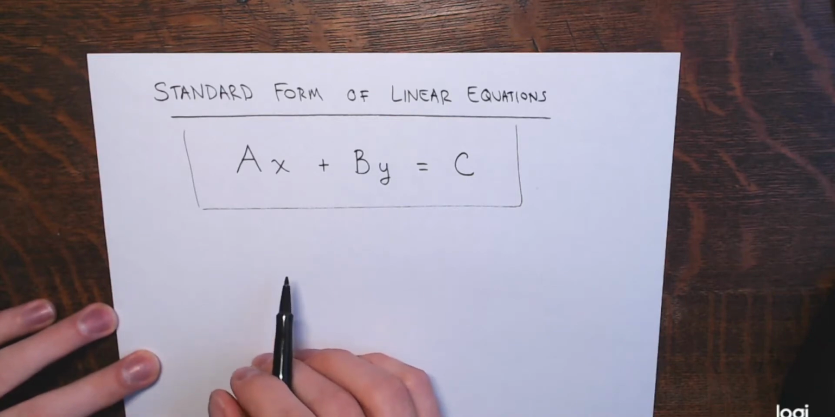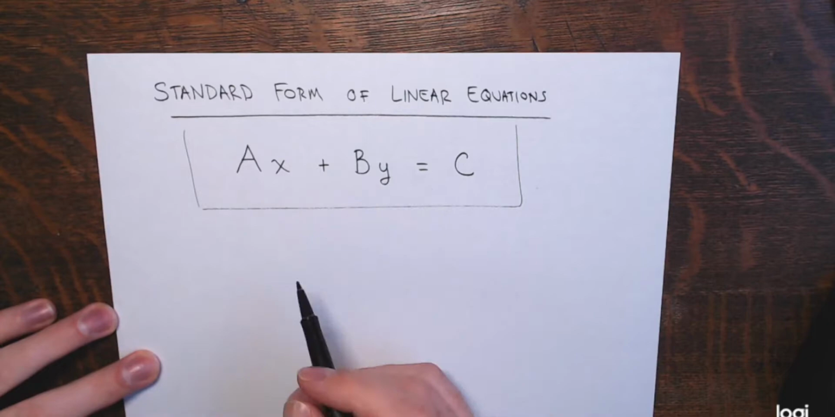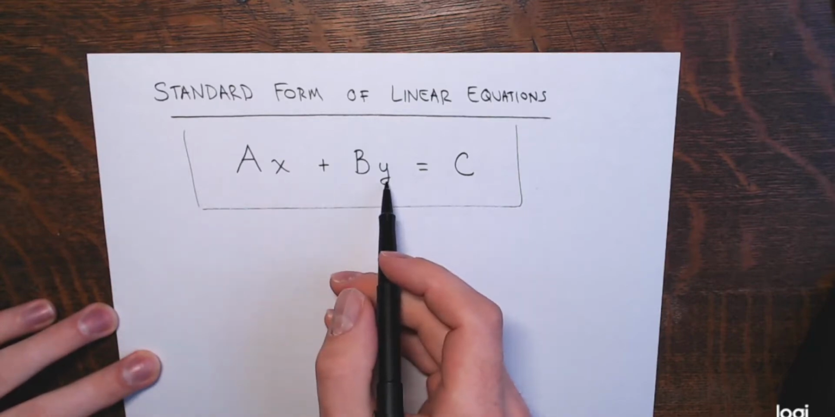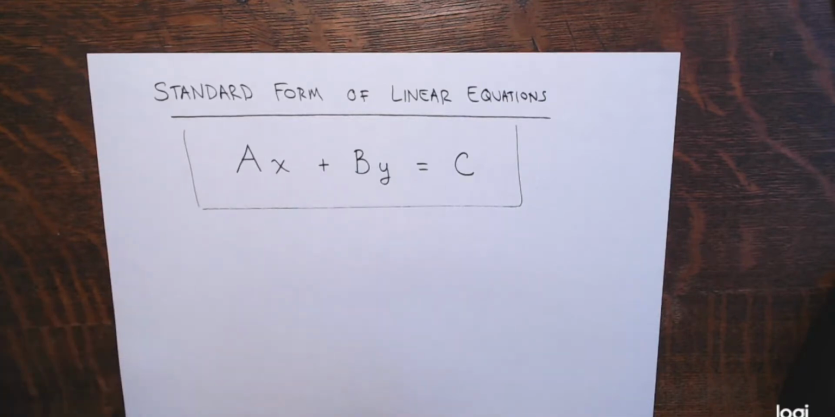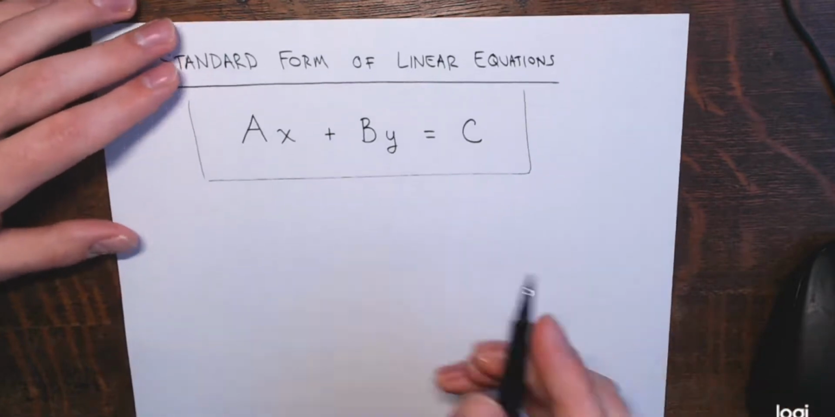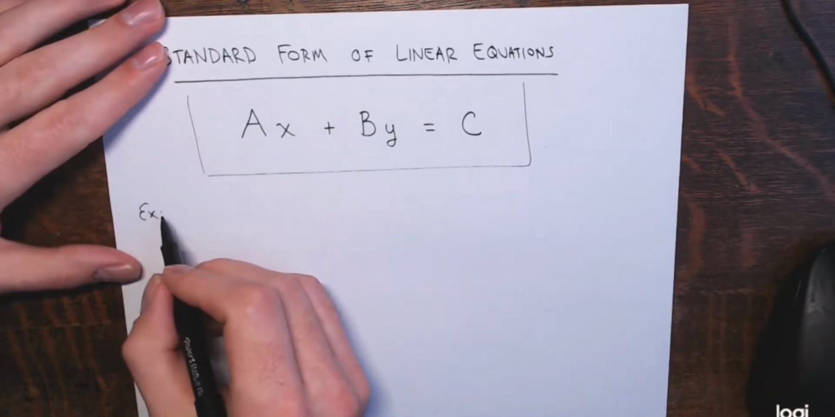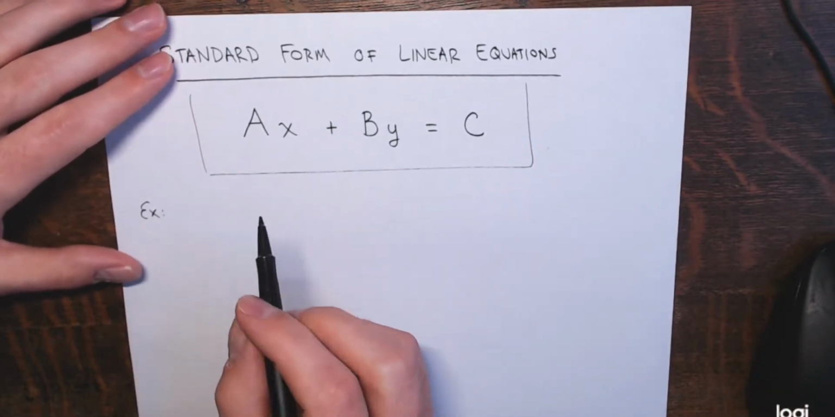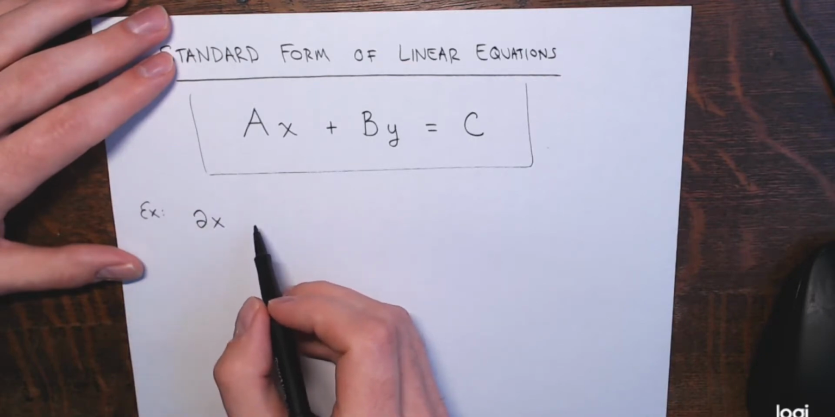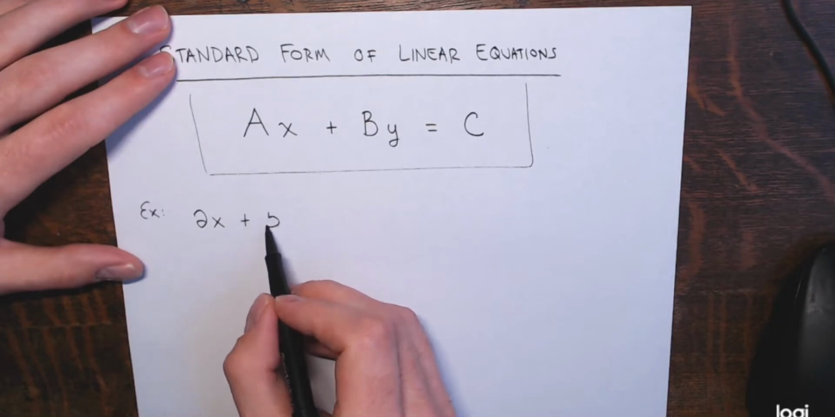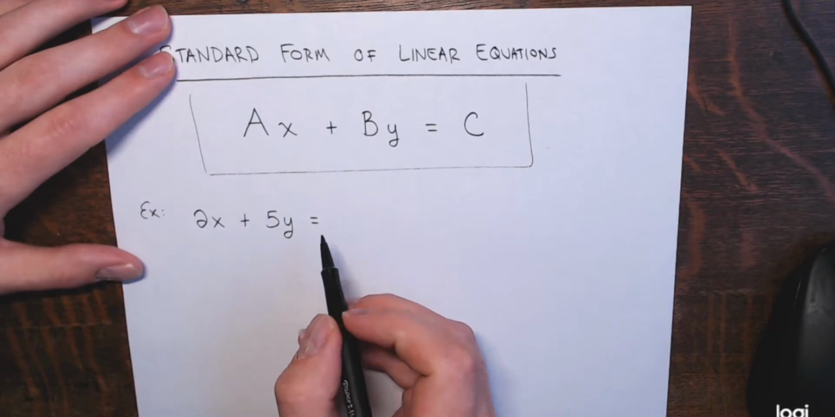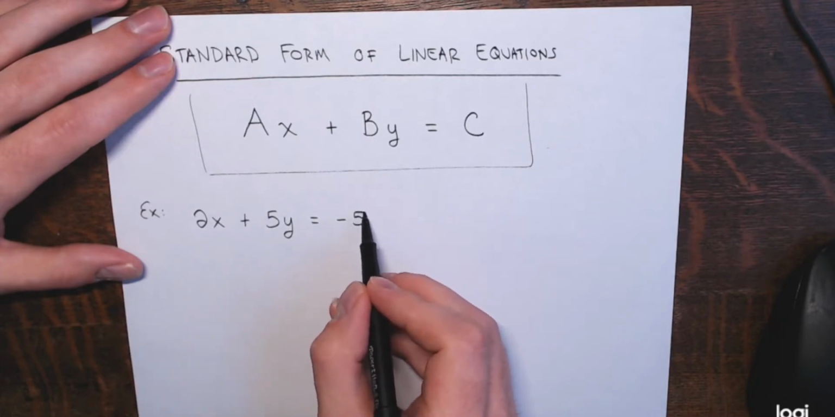And all you're doing is just plotting points. It's just like any other equation. You plug in a value for x, solve for y, or plug in a value for y and solve for x, and you get ordered pairs, and you find solutions, plot those solutions. So the equation from the question is 2x plus 5y equals -5.